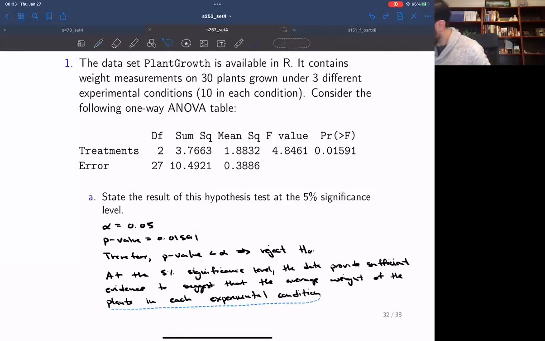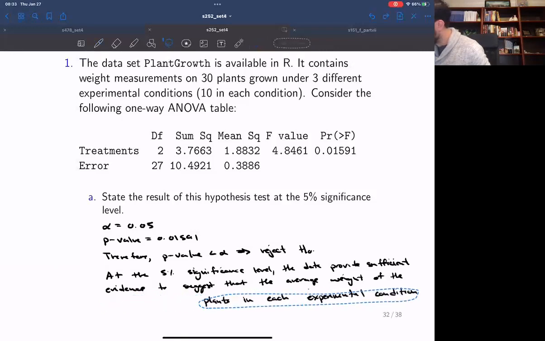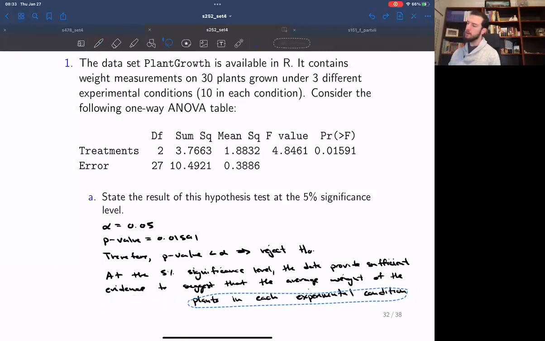So most of this is correct. I just didn't start the sentence early enough. So it should be: at the 5% significance level, the data provides sufficient evidence to suggest that there is a difference between the average weights of the plants in each experimental condition.